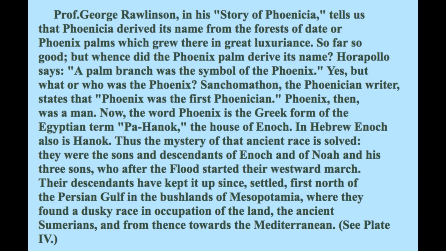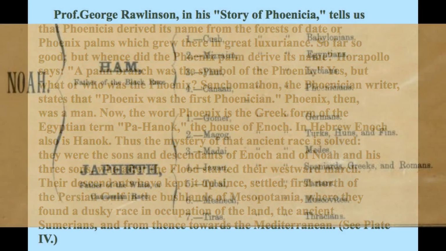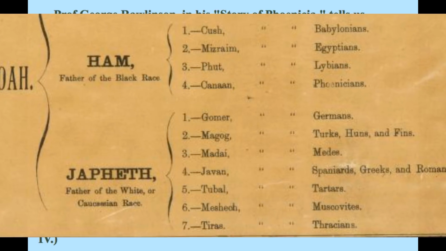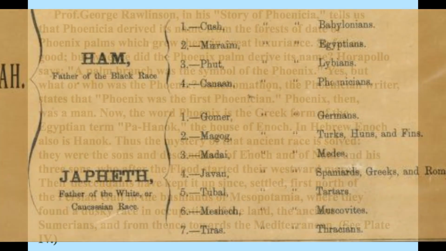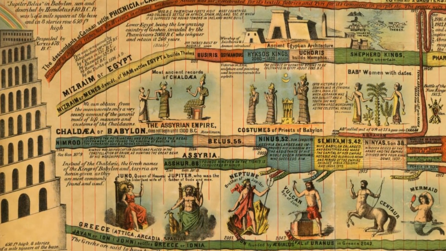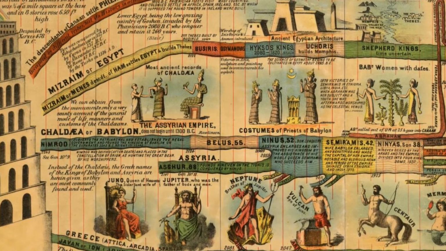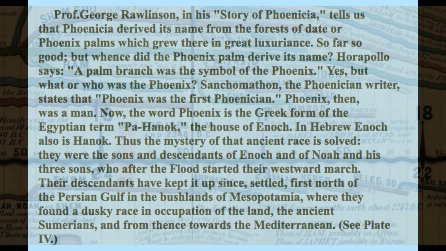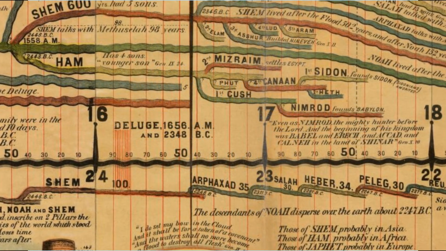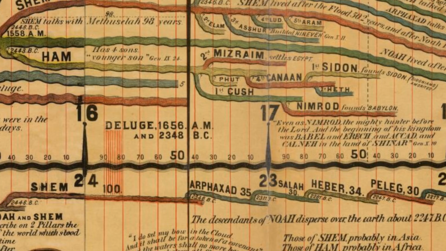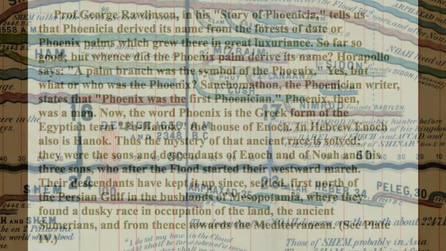They were the sons and descendants of Enoch and Noah and his three sons, who after the flood started their westward march. Their descendants have kept it up since, settled first north of the Persian Gulf in the bushlands of Mesopotamia, where they found a dusky race in occupation of the land, the ancient Sumerians, and from thence towards the Mediterranean. Alright, so they're saying that these people, the Sumerians or Mesopotamia area, are the descendants of Enoch and Noah. Well, it makes sense because we know that on that side was most of the sons of Khem, right? They are descendants of Noah and Enoch. So, is it far-fetched? No.